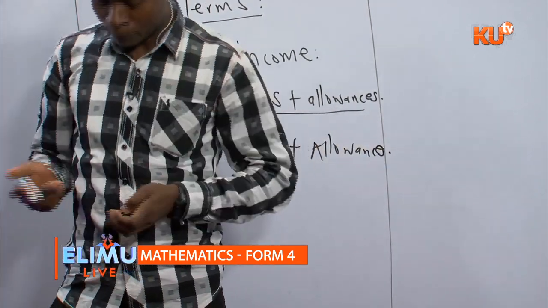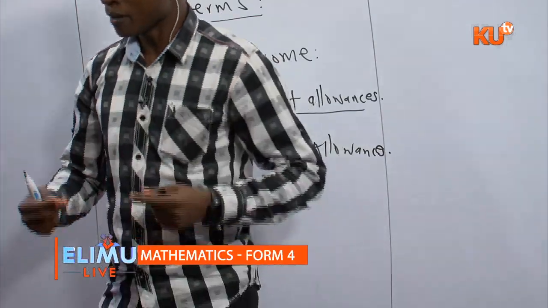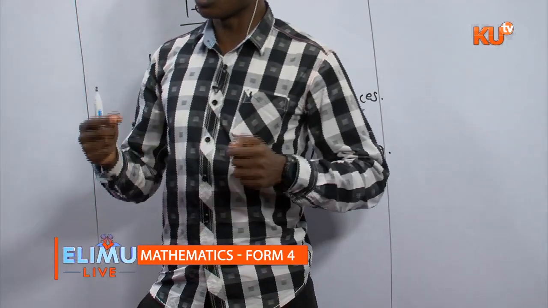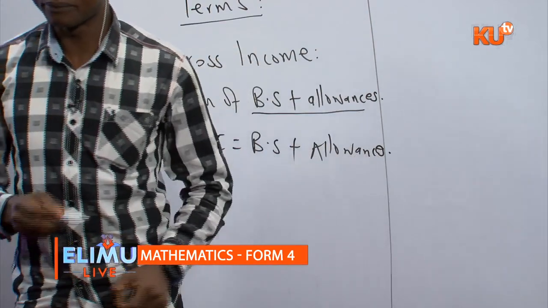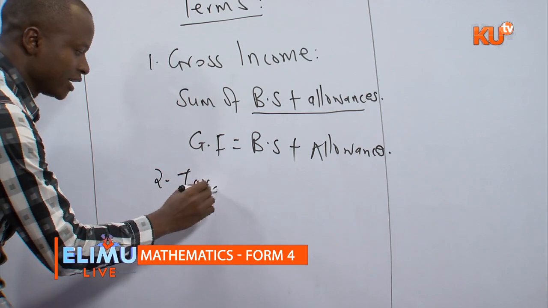Then another term that we need to look at after looking at gross income, then there is the second term which is called taxable income. Number 2 is taxable income.